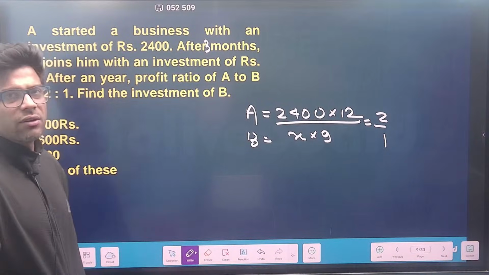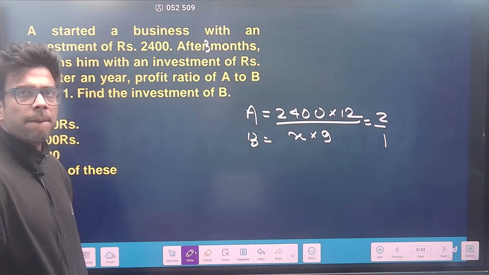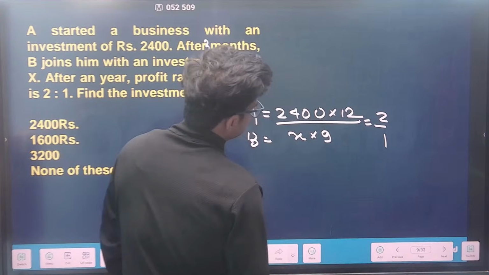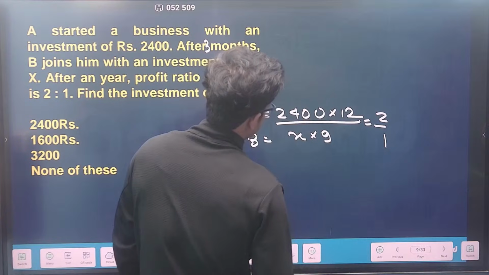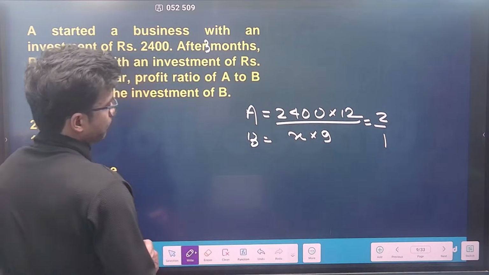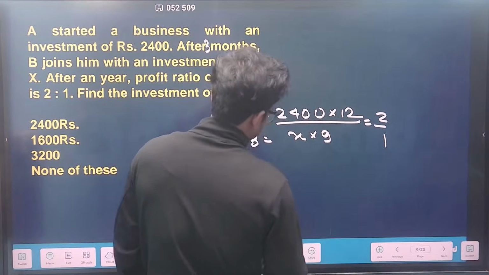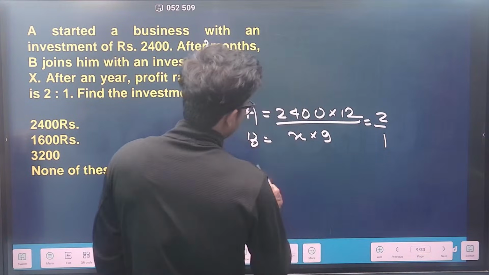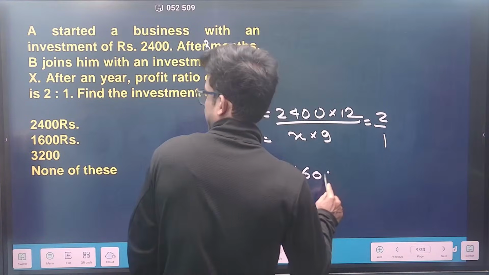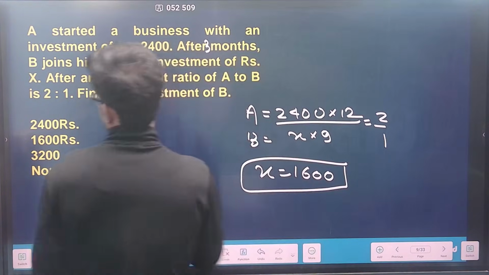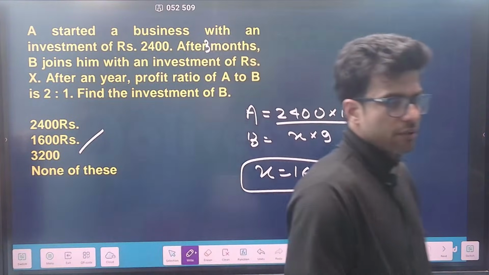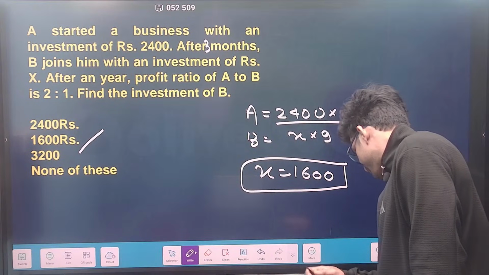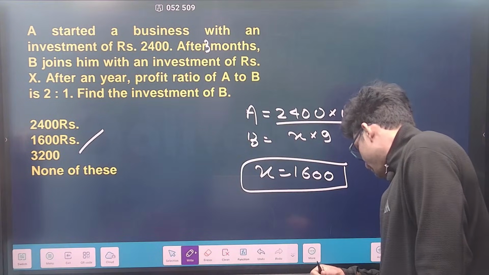Can you get the answer now? Figure out the value of X, everyone. From here, the value of X would be 1600. It was a printing mistake written over there. So I think the option matches. Okay, Narasimha, that's fine.